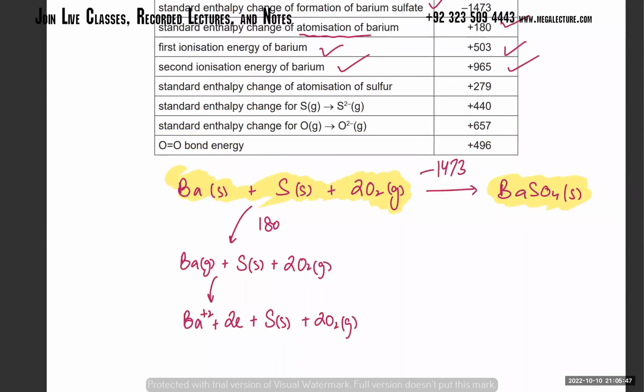Sir, why aren't we atomizing sulfur at the same time as barium? I mean, we should do that, but I'll tell you why we're not. According to the Born-Haber cycle, we should. You can do it in 2 steps, or you can do it all together as well. Clear, Amina? Yes, sir. But there's a reason why I'm not doing it in this case. They actually did give us the atomization of sulfur, by the way. So I'm going to do that next. Anyways, barium is ionizing, so that's 503 plus 965, right?